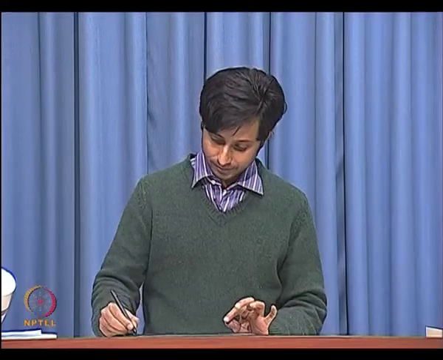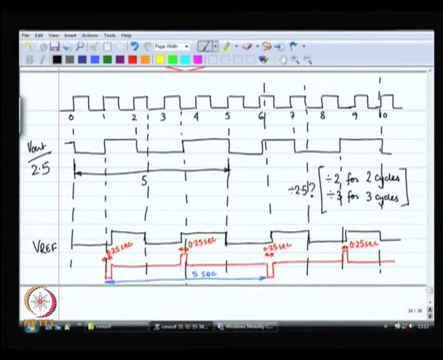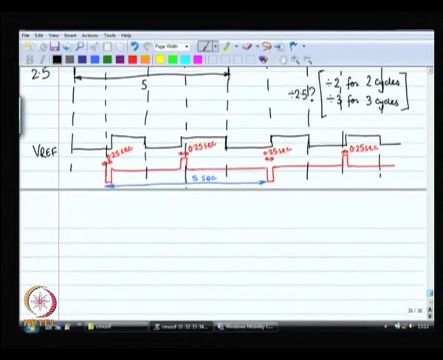We took two periods, 2 cycles, during which I divided by 2, and I took the next 3 cycles and divided by 3. Okay. So, over 5 cycles, I have done my job over 5 cycles, and for some of these 5 cycles I have divided by 2, some of these 5 cycles I have divided by 3. Let us try to generalize.